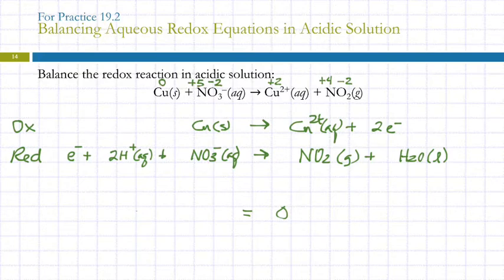So to get the numbers of electrons to be equal, I have to multiply the reduction reaction by 2. 2 electrons plus 4 hydrogens plus 2 nitrate ions is going to give me 2 NO2s and 2 waters. It is still balanced for charge and mass. I just doubled it. Now we can add these together and the electrons cancel out.